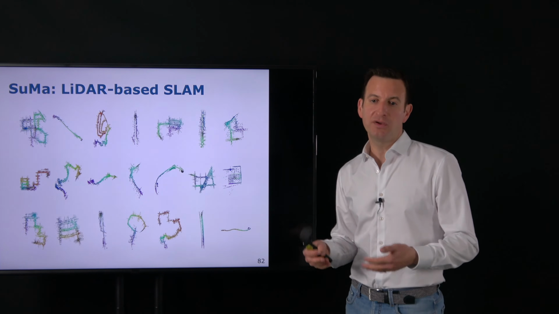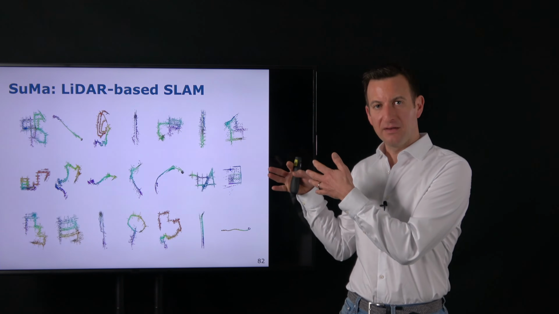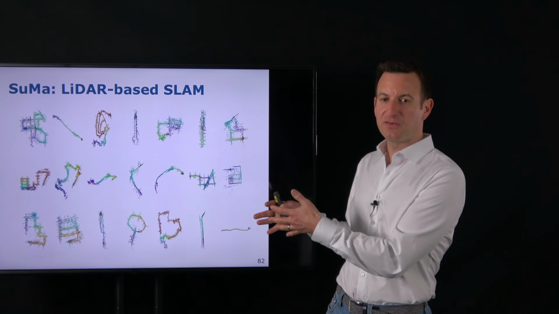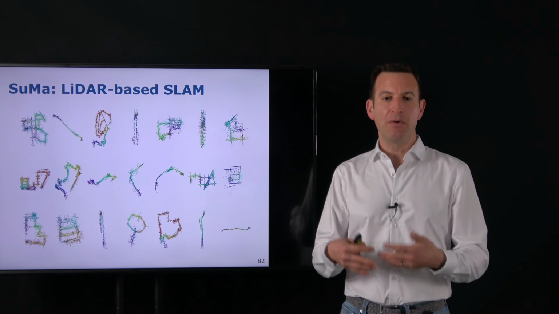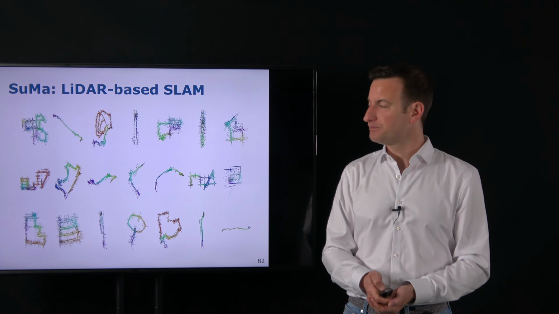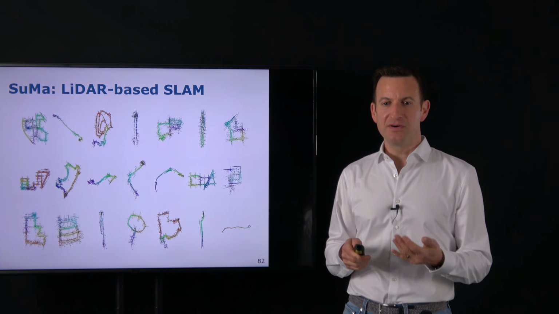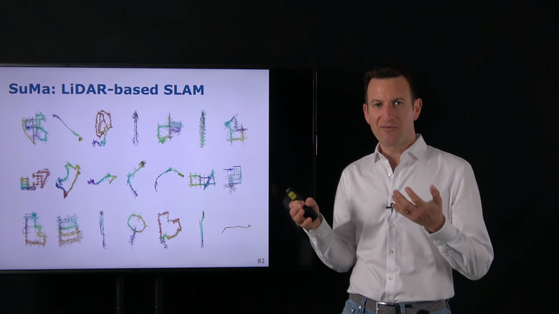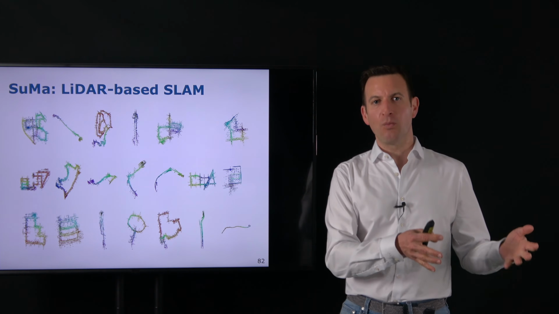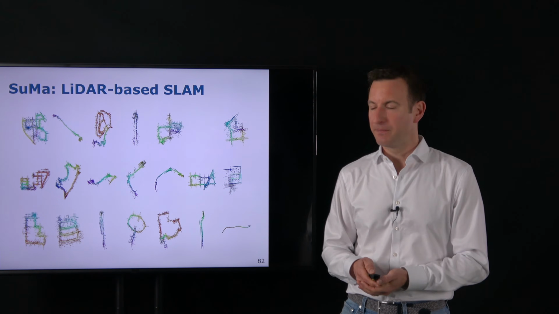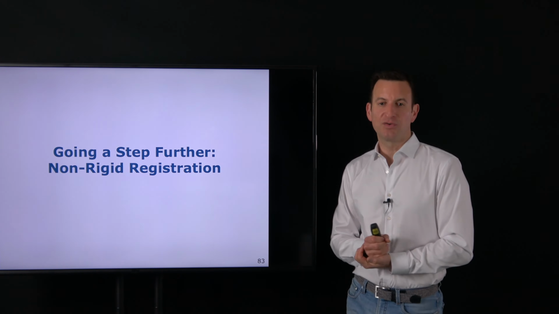And that's what you can do if you combine the point cloud registration techniques that we have discussed here with SLAM or global optimization techniques. And with this, I'm actually coming to the end of what we call the rigid registration, where we have one rigid body transformation to transform one point cloud into another one. We can, however, go a step further.